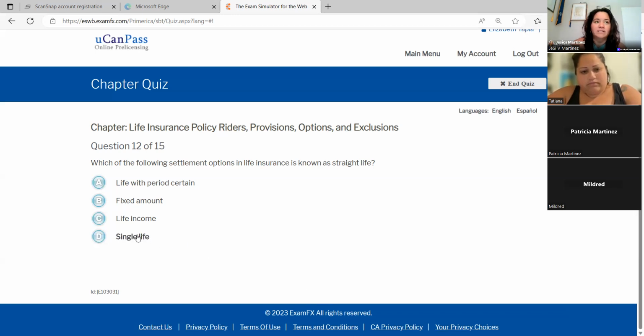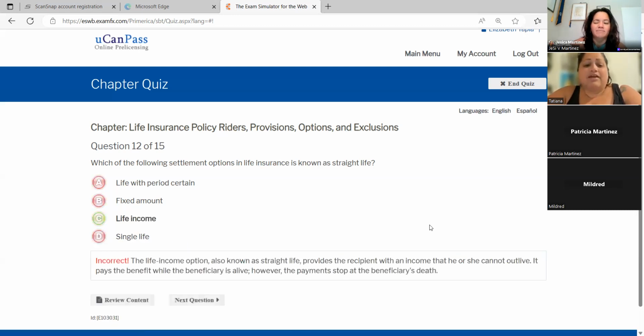I think it's life income. Let's see if you guys are right. Life income. Oh, it's on the wall over there, in the game room. So the life income option is also known as straight life.